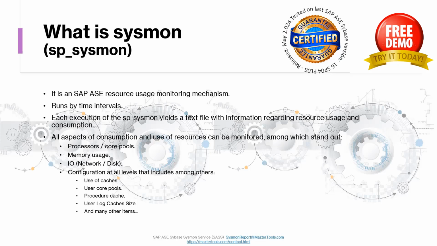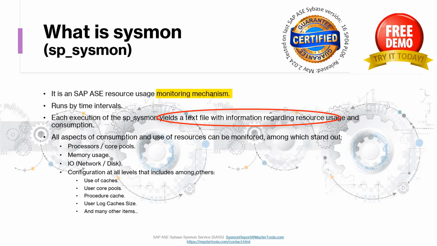SP Sysmon is a SAP ASE Sybase resource monitoring tool that outputs a plain text file. Its purpose is to measure the consumption of resources such as processes, memory, I/O behavior and the network, among others.